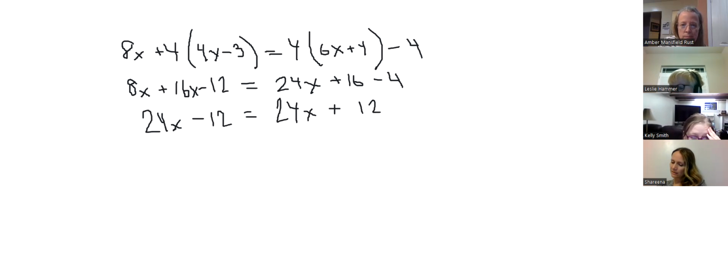So this is where I screwed up on this test this time, because I didn't know what to do. I guess I should have taken the x's, because I ended up with 24x equals 24x. Is it 0? This is so cool.